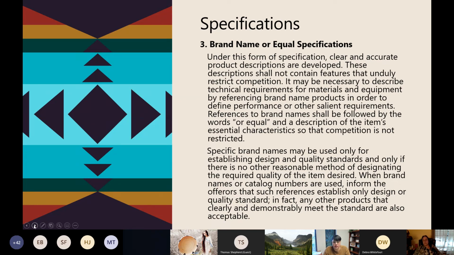Specific brand names can be used only for establishing design and quality standards, and only if there's no other reasonable method of designating the required quality of the item desired. When brand names or catalogs are used, inform the offerers that such references establish only a design or quality standard. In fact, other products that clearly and demonstrably meet those standards are also considered acceptable. So you always say brand name or equal.